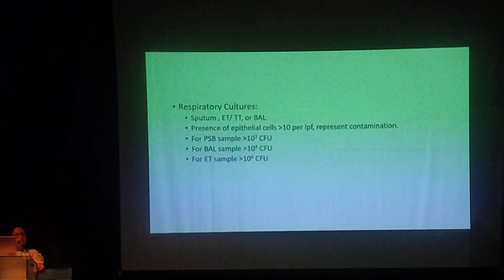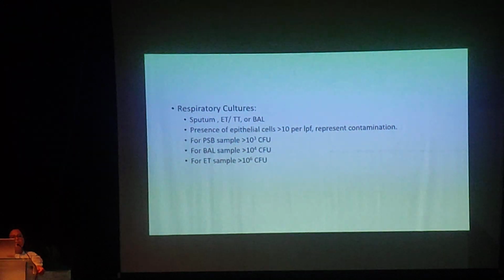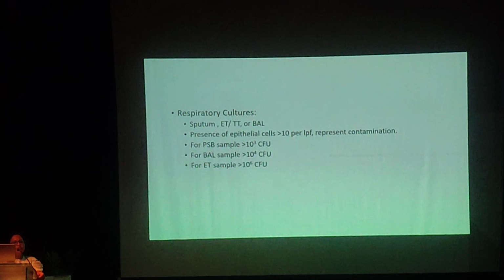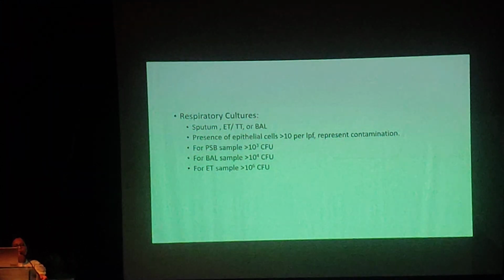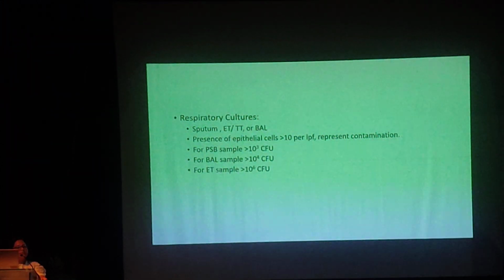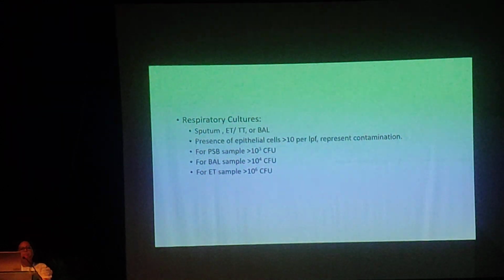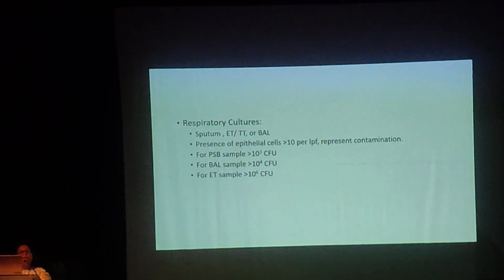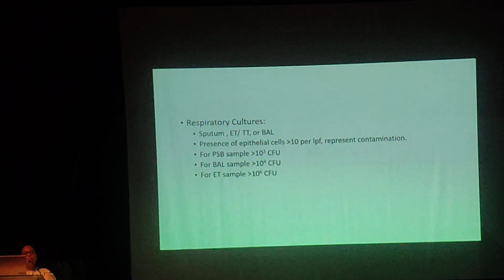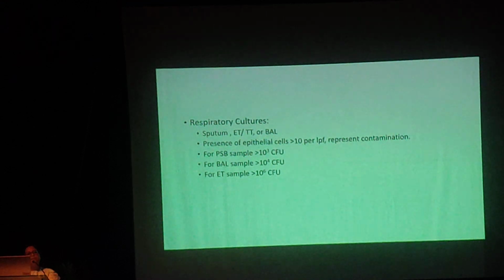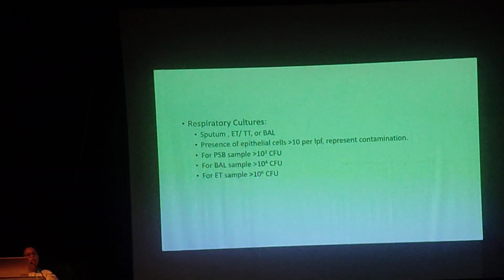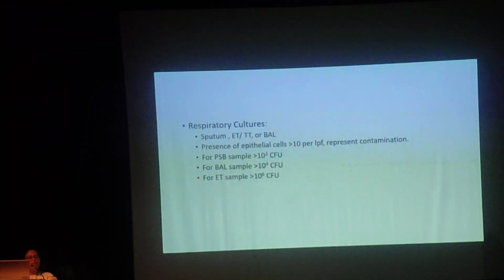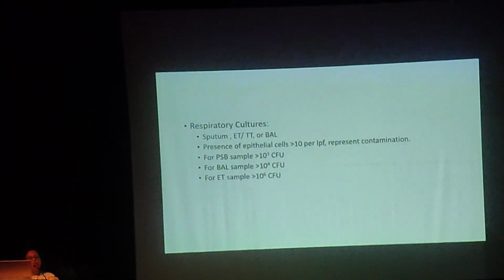In respiratory cultures, there are various methods to collect the specimens. It can be collected through sputum, endotracheal aspirate, tracheal aspirate, or bronchoalveolar lavage. When we read the sputum or any respiratory specimen report, there is always one heading of epithelial cells. It signifies how much contamination is present in that sample. If epithelial cells are more than 10 per low power field, that represents a contaminated sample. In that case, we have to resend the sample.